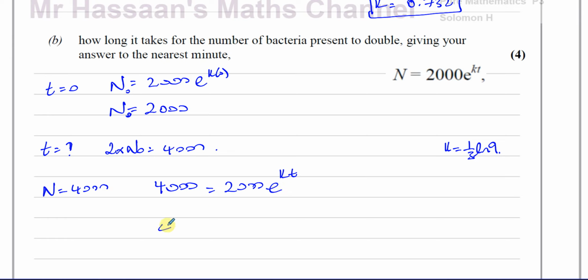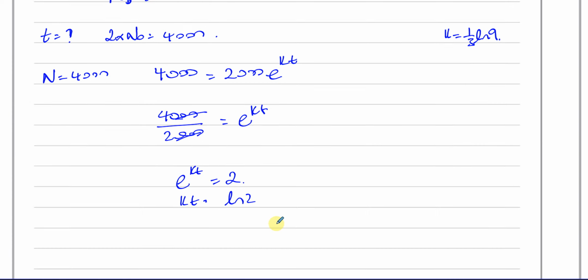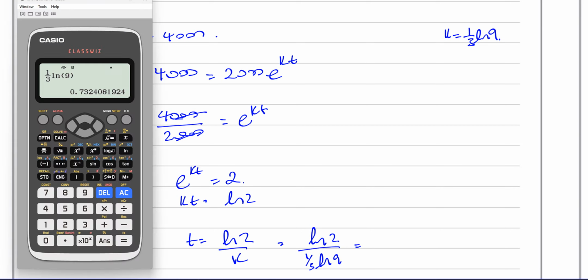Again, we can divide both sides by 2000. So 4000 divided by 2000 gives 2, and we're left with e to the power of kt equals 2. We take the ln of both sides, so k times t equals ln of 2. That means t is equal to ln of 2 divided by k, which is ln of 2 divided by 1/3 ln of 9. So that should give us our answer.